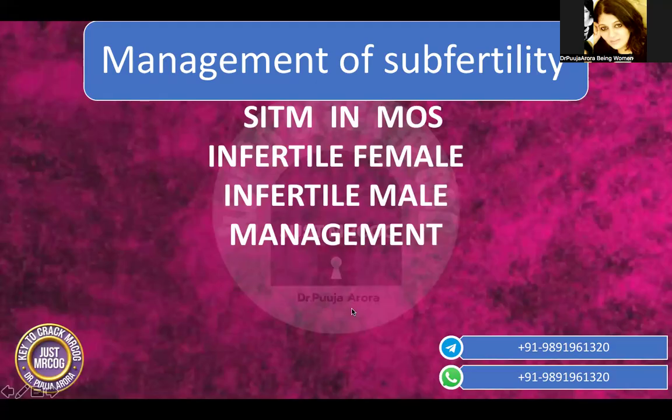Then establish the likely cause or causes of infertility, record all the results appropriately, and refer or perform additional imaging. How to make a diagnosis of unexplained infertility: explain to the patient that it is a diagnosis of exclusion.